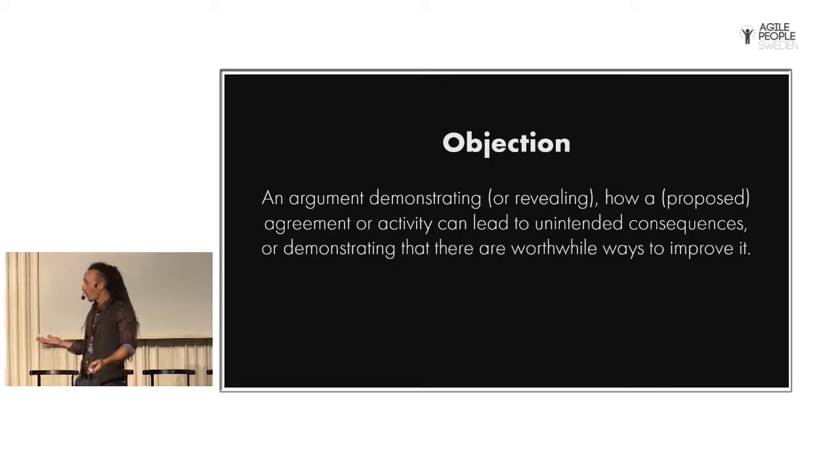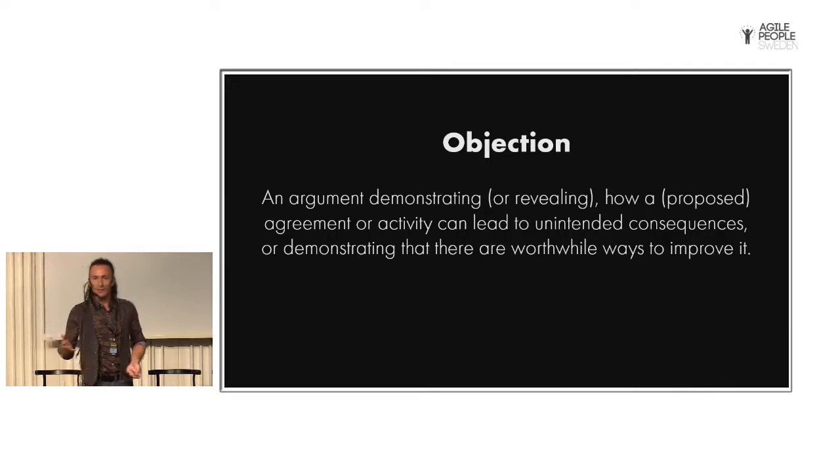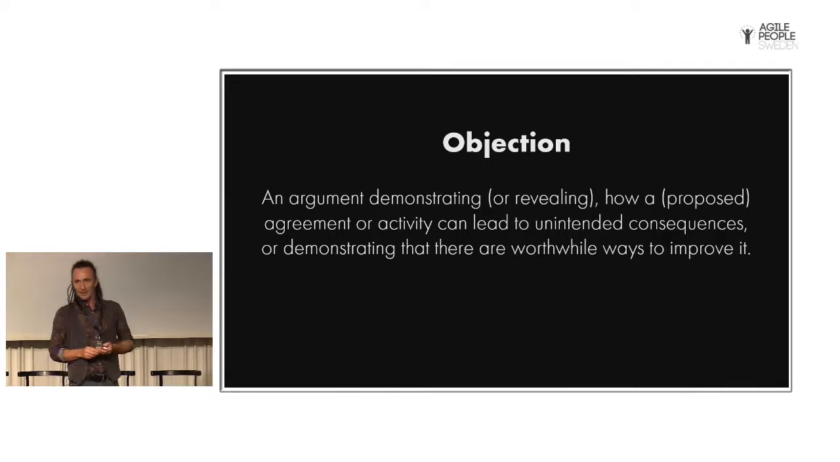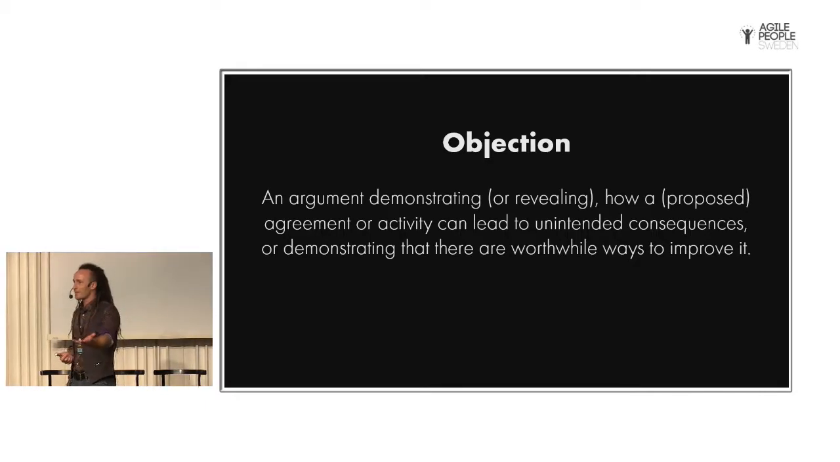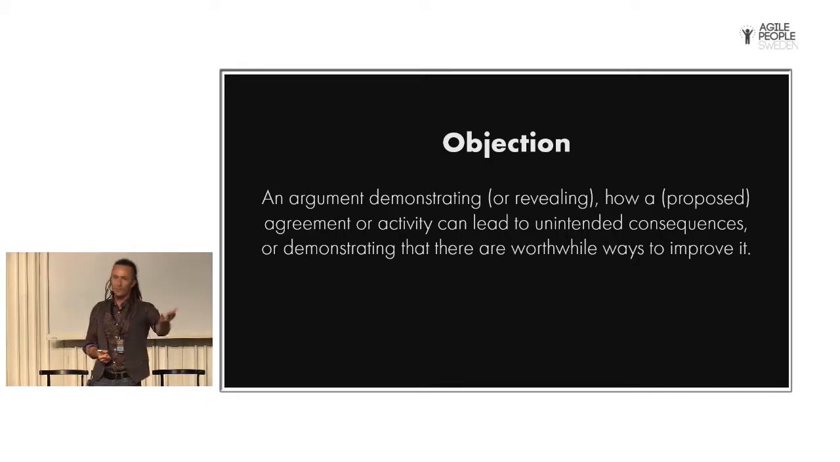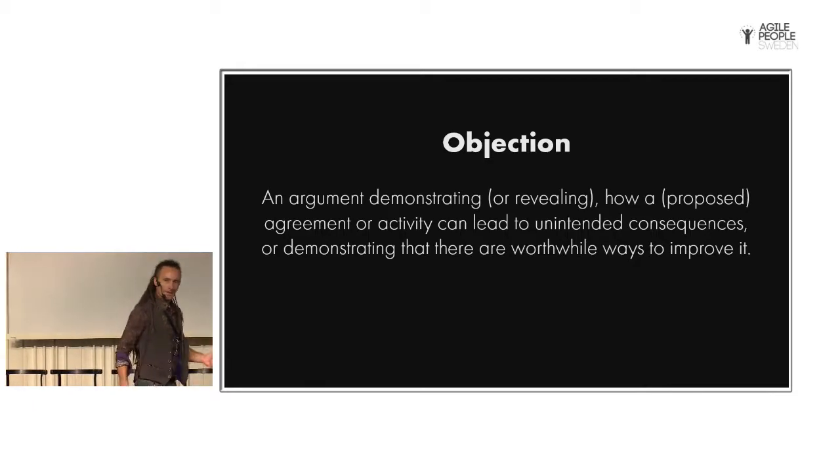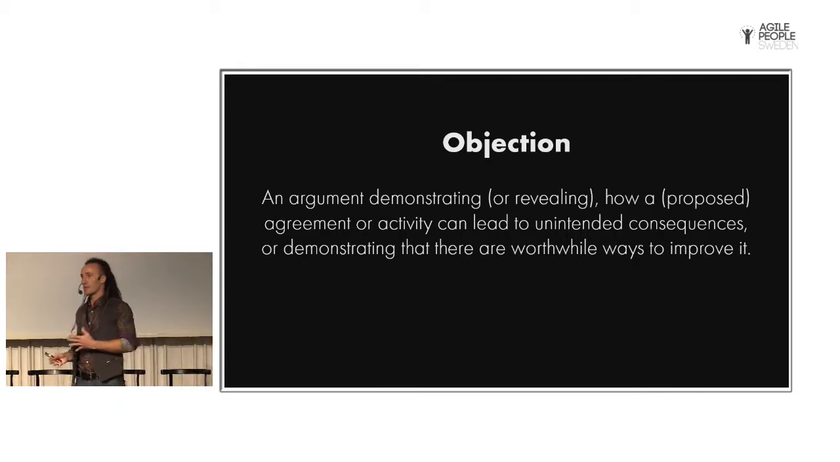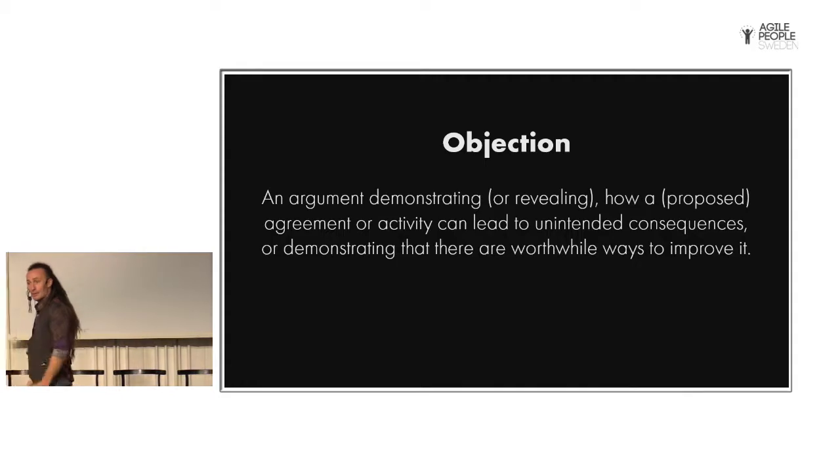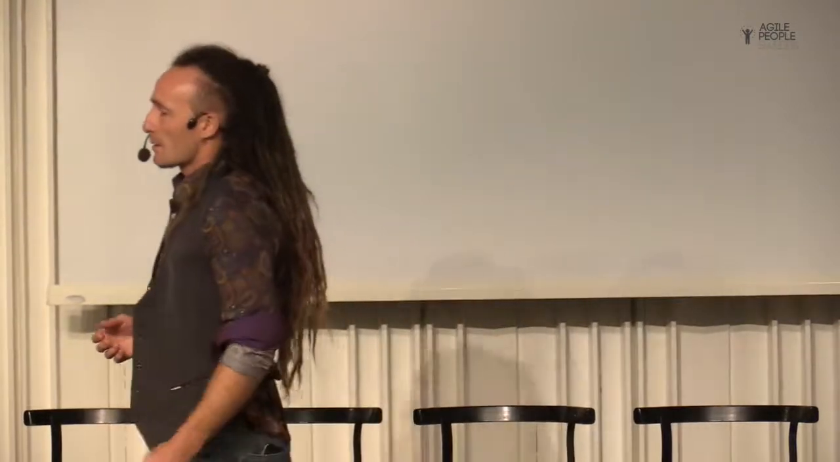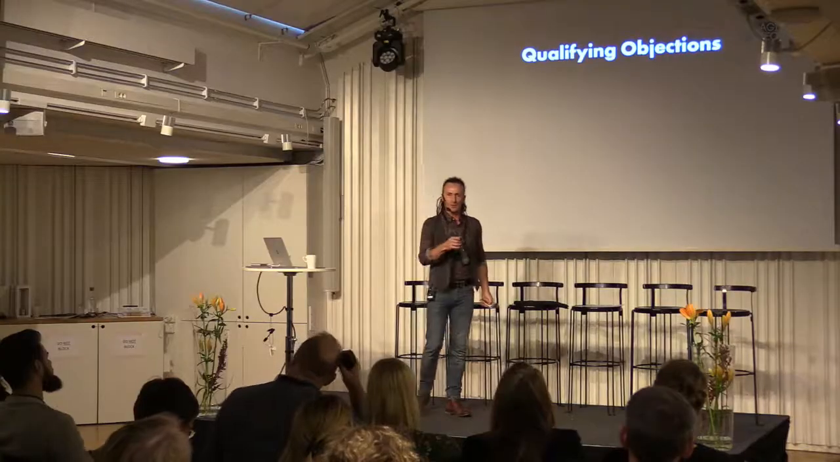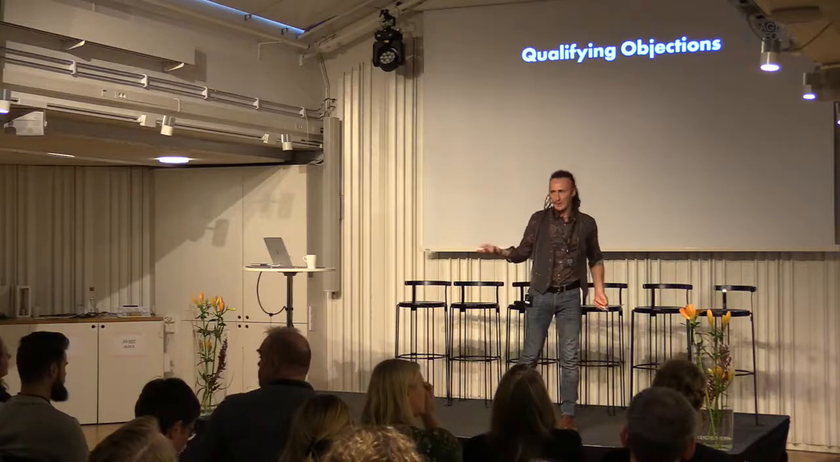Or an argument that demonstrates that there's a worthwhile way to improve something. People think of objection as something negative, but if you think of it as a gift, something that reveals a possible problem, like stop going that way, bad things are going to happen, or a possible tool, like keep going that way, good things might happen and we can improve it. This is a more healthy way to think of objections. So the question is then, how do you know if an objection is true or not? How do you know if the argument is true?